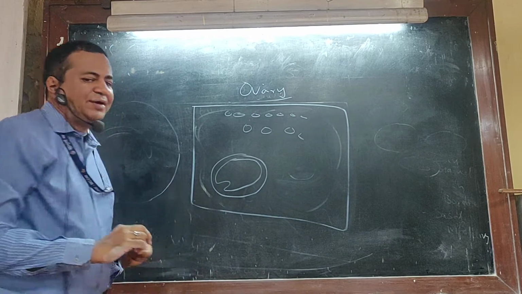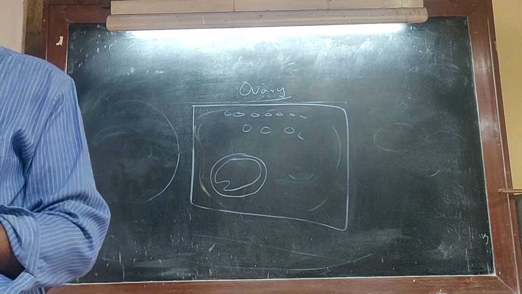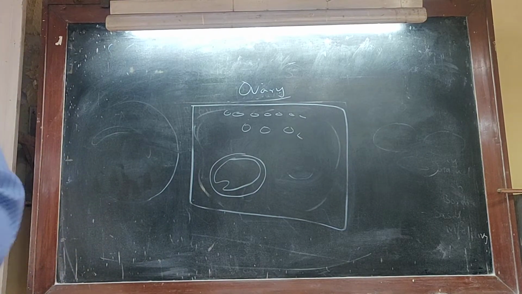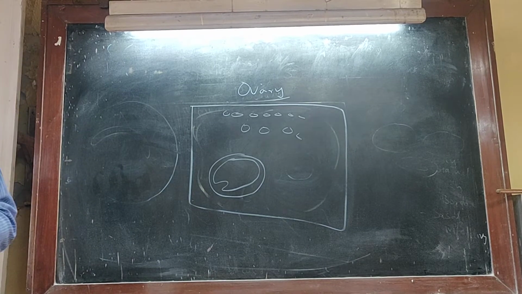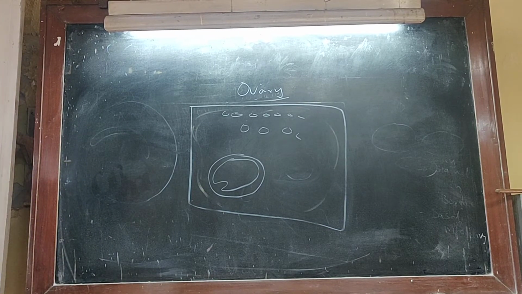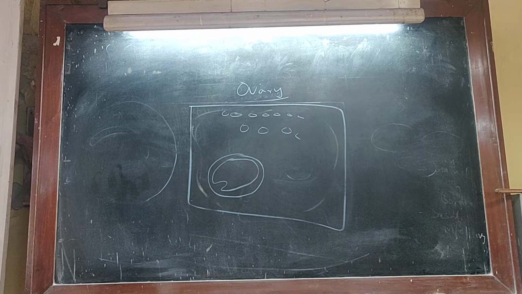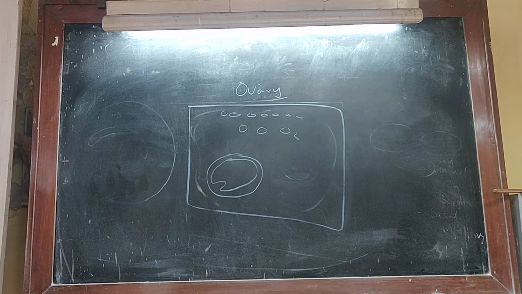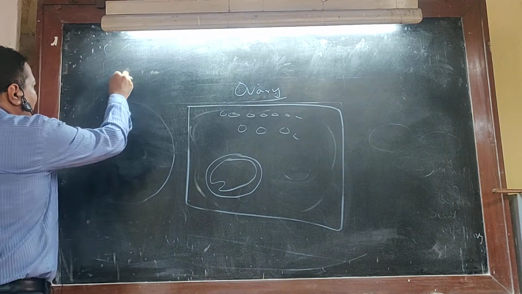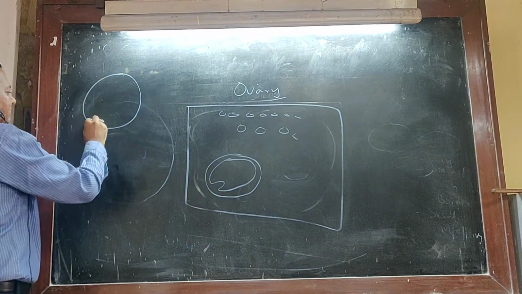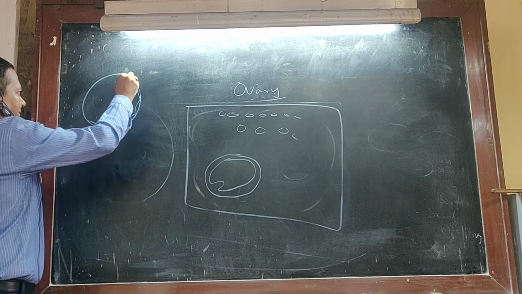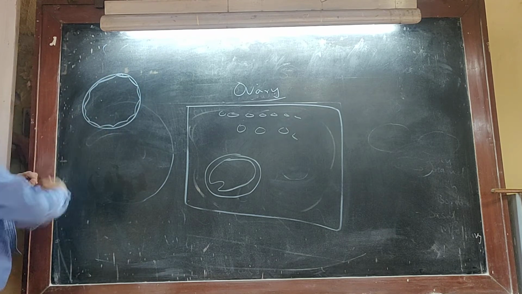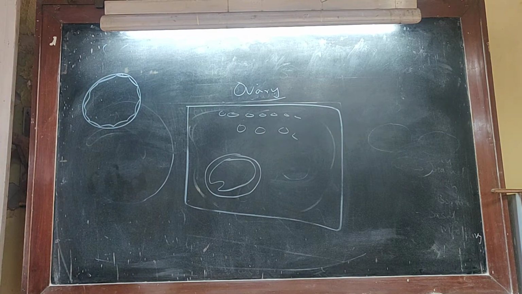So then the examiner, when he comes to conduct your viva, will ask you what is a primordial follicle, what is a primary follicle, what is a secondary follicle, and what is a Graafian follicle. So a primordial follicle means it is lined by squamous epithelium. Lined by squamous epithelium.